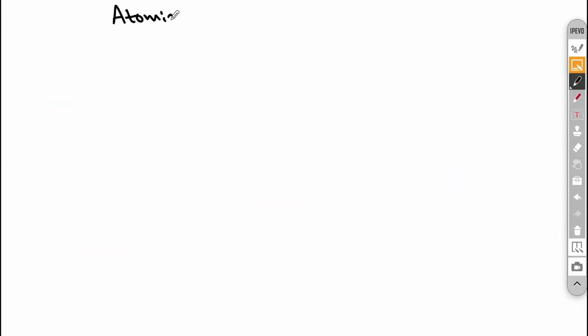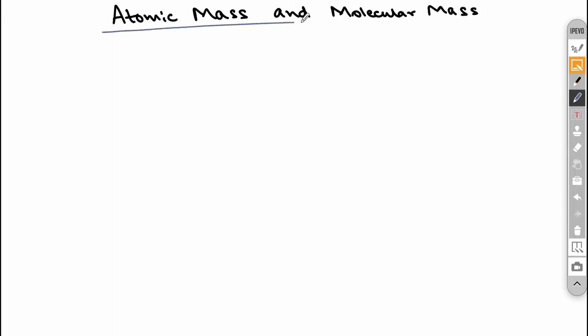Now we'll talk about atomic mass and molecular mass. This is also an important term which is frequently used in mole concept. So I'll write the definition first.